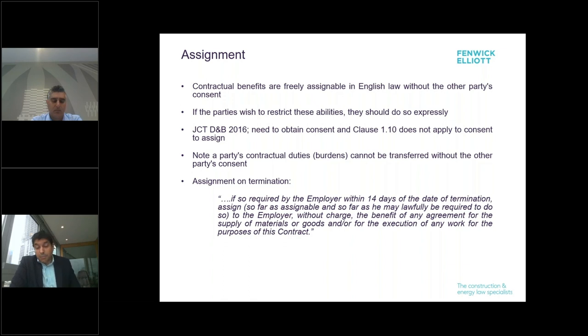And likewise, if I'm an employer, I wouldn't want to get into a debate on this at all. You'd probably be best annexing to the back of the contract a form of assignment so there could be no debate over the terms of it. But I think that's one that's going to be picked up by a lot of the standard forms in the coming years.